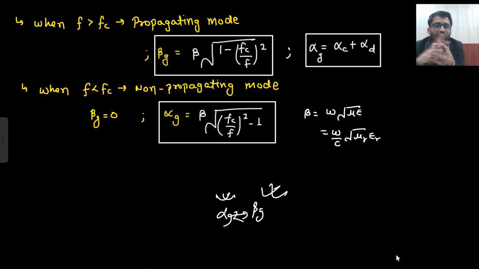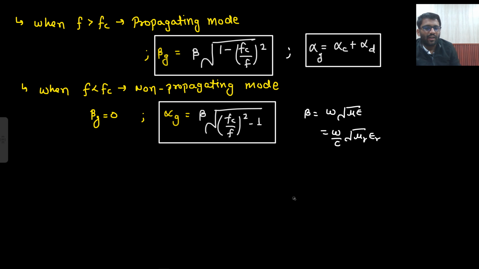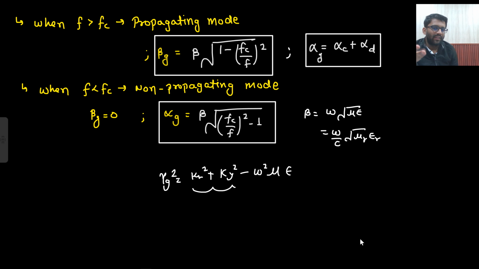And what about beta g? That we already know. Now if F is less than Fc, non-propagating mode, then what will be the value of alpha g? And how did this formula come? That is very easy. How did we start the derivation? Gamma g square is equal to kx square plus ky square minus omega square mu epsilon. From here we start the derivation, then we replace these values.